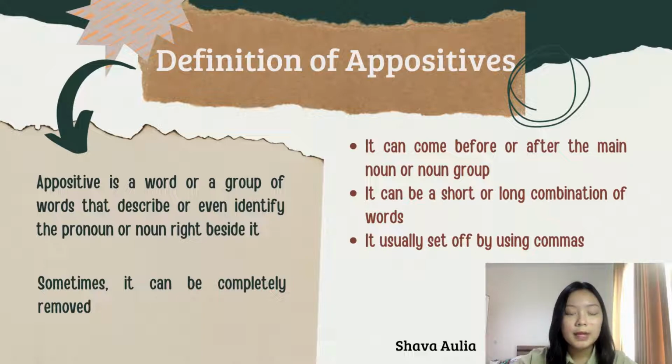Since appositives add additional information to a sentence, most appositives can be completely removed from the sentence, and the sentence will still be grammatically correct. There are two types of appositive phrases. The first one is restrictive and the other is non-restrictive, which will be explained later on by my friend.